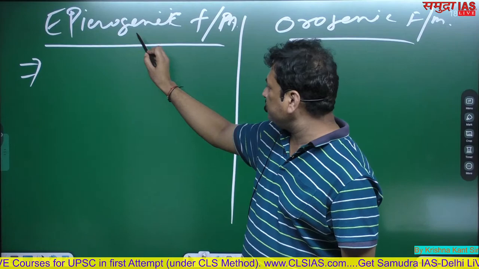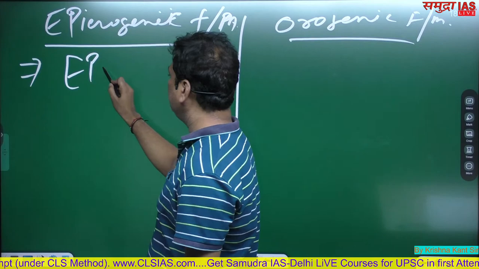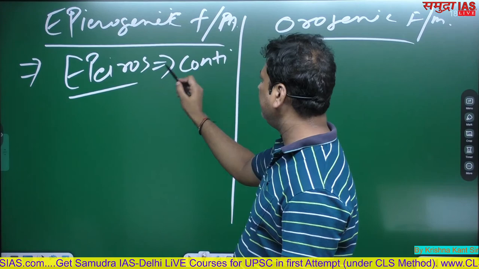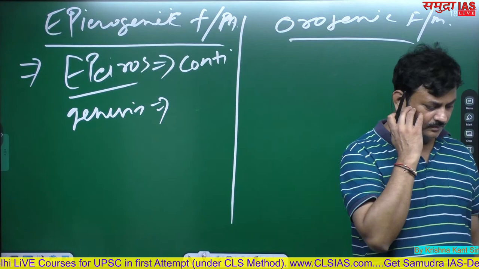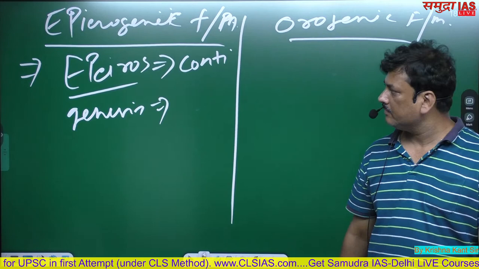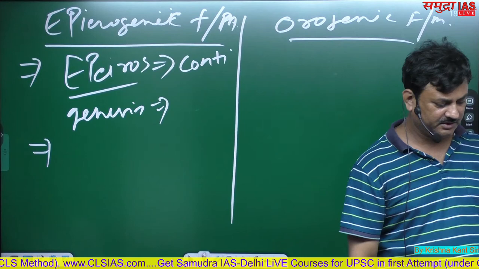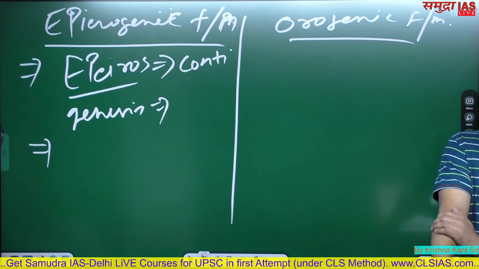Epeirogenetic has been derived from two words. First is epeiros, E P E I R O S. Epeiros means continent, and genesis means origin. Second point: it is a continent building force and movement.